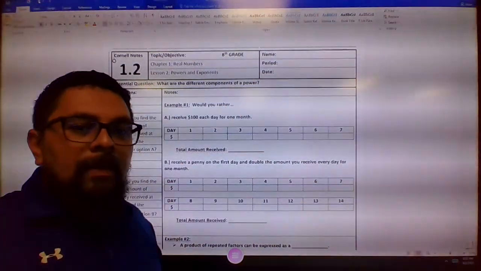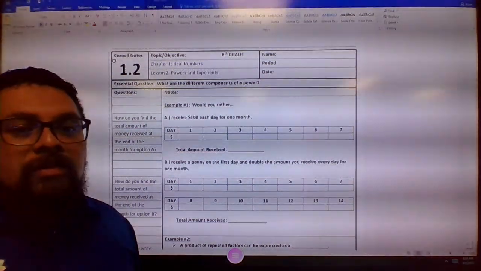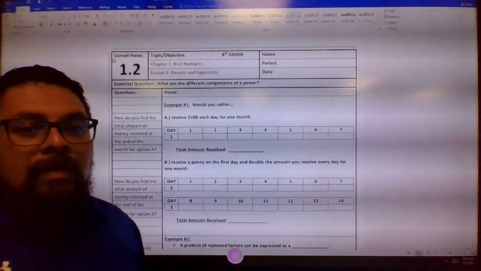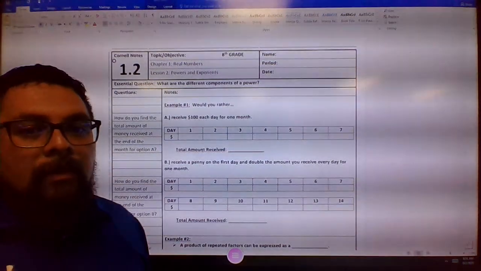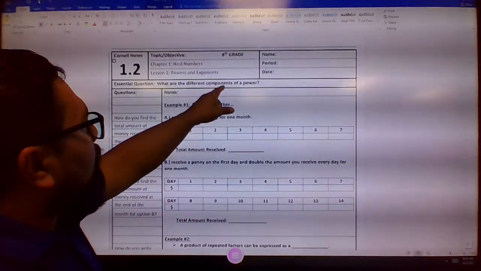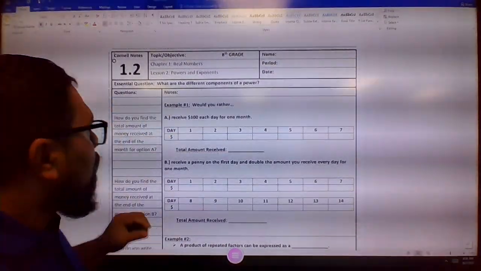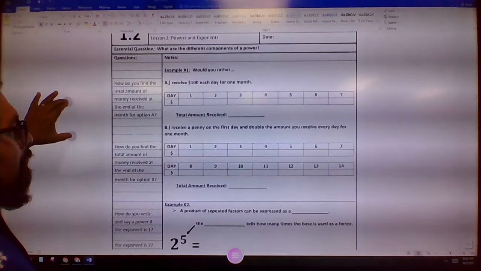Remember what I said: don't throw your notes away, because you're going to need them when you actually take a quiz on this. You can take a quiz on this in 2 weeks. So, 1.2. What are the different components of a power? That was the essential question that we answered. So here we go.